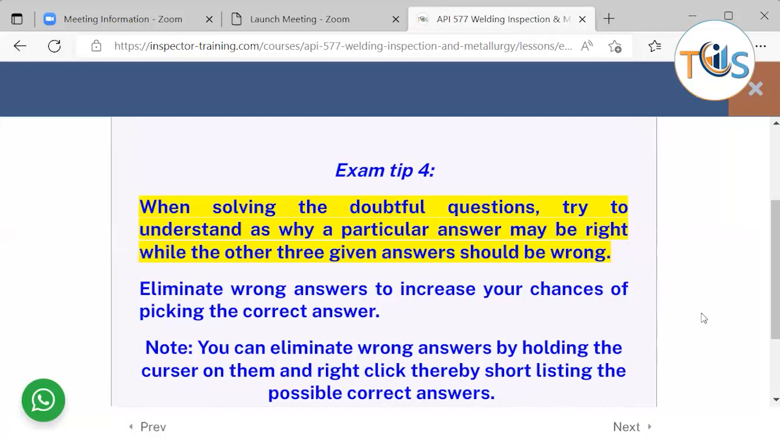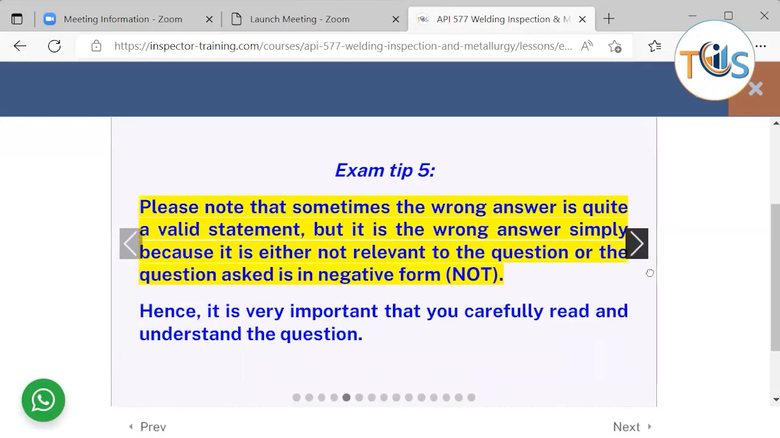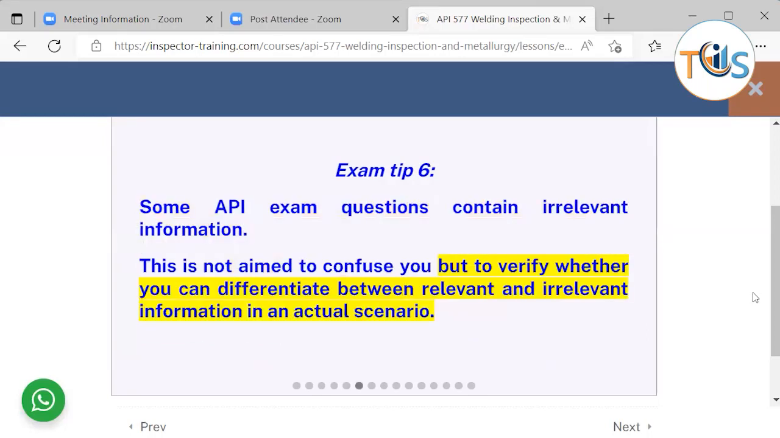Read the question very carefully and find out what is actually asked for. There might be a valid statement as one of the possible answers, but because it is not relevant, that is the wrong answer. So don't just jump into clicking the first valid answer that you see. Read the question very carefully and read the answers very carefully. Sometimes the wrong answer is quite a valid statement, but it is not relevant. So it's important to carefully read and understand the question.